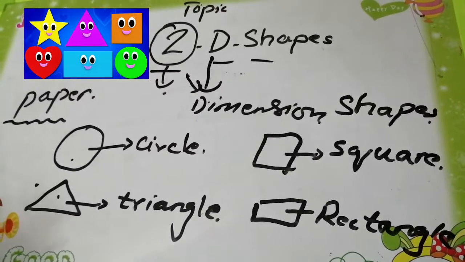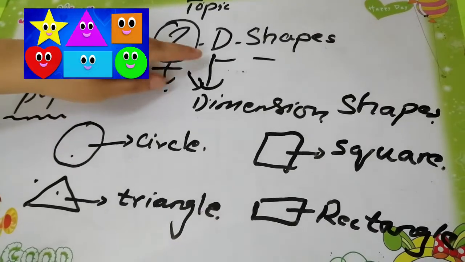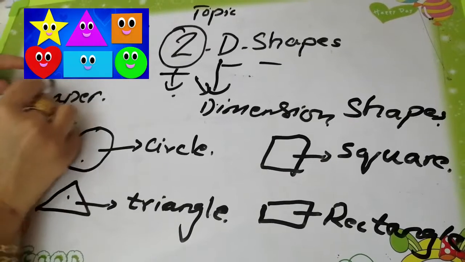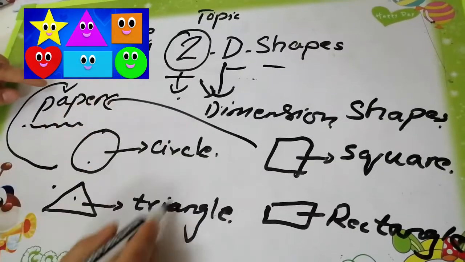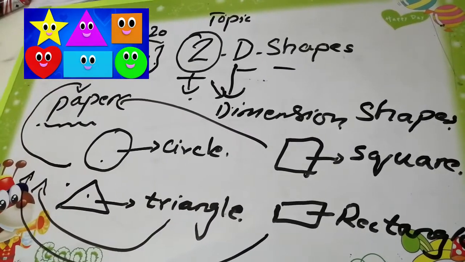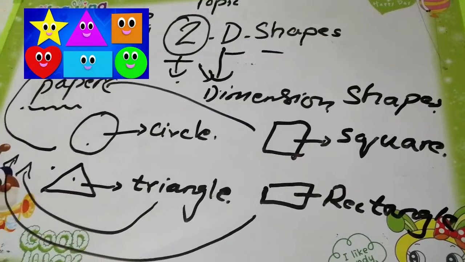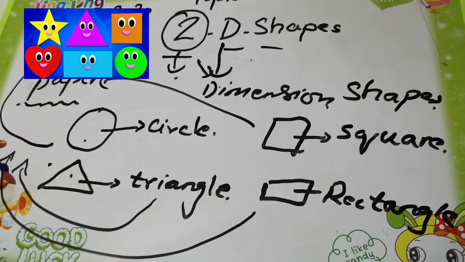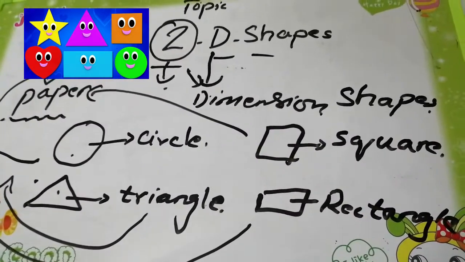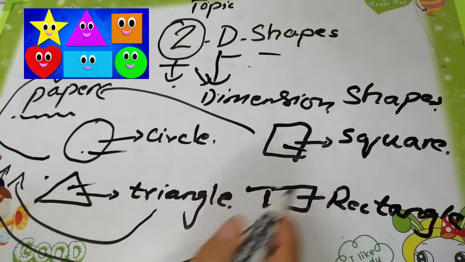So I hope you understand the things that I am going to teach you today. 2D shapes are those shapes that we can draw on a paper. Now if anyone asks you, can you tell us about 2D shapes? Simply you can say that we learned that the shapes that we can draw on a simple paper are called 2D shapes. For example, circle, triangle, square and rectangle.